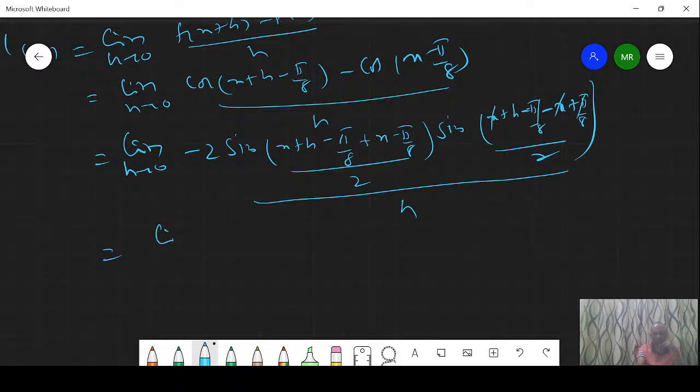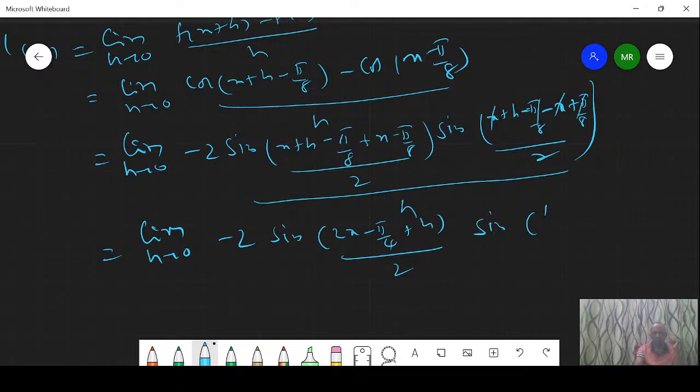Limit h tends to 0, minus 2 into this value you can write. You can see here x plus x, 2x, sine of 2x minus pi by 8 minus pi by 8. It will be 2 into minus pi by 8 minus pi by 4. And this one plus h by 2 will be there, divided by 2. And this one sine of h by 2. So you will get 1 by 2 into h. This h I can write divided by h. Applying the limit, if you want, you can write two separate limits here.